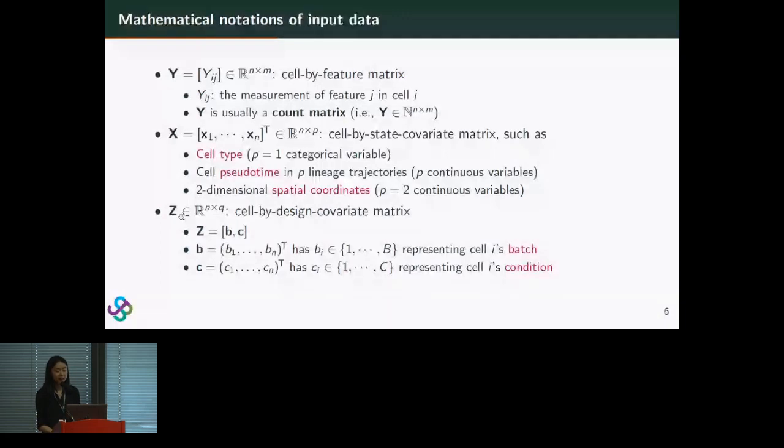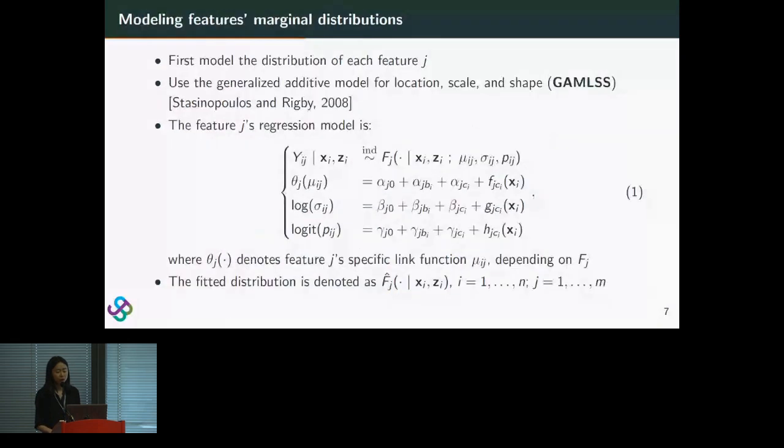And then another set of covariates is a cell by design covariate matrix. So for example, here we can consider a batch effect, a batch indicator and a condition indicator. So again, for every cell, we have a batch and we have a condition. So first, in our model, we consider every feature's marginal distribution first. So for every feature j, we fit a model whose most general form is as follows.